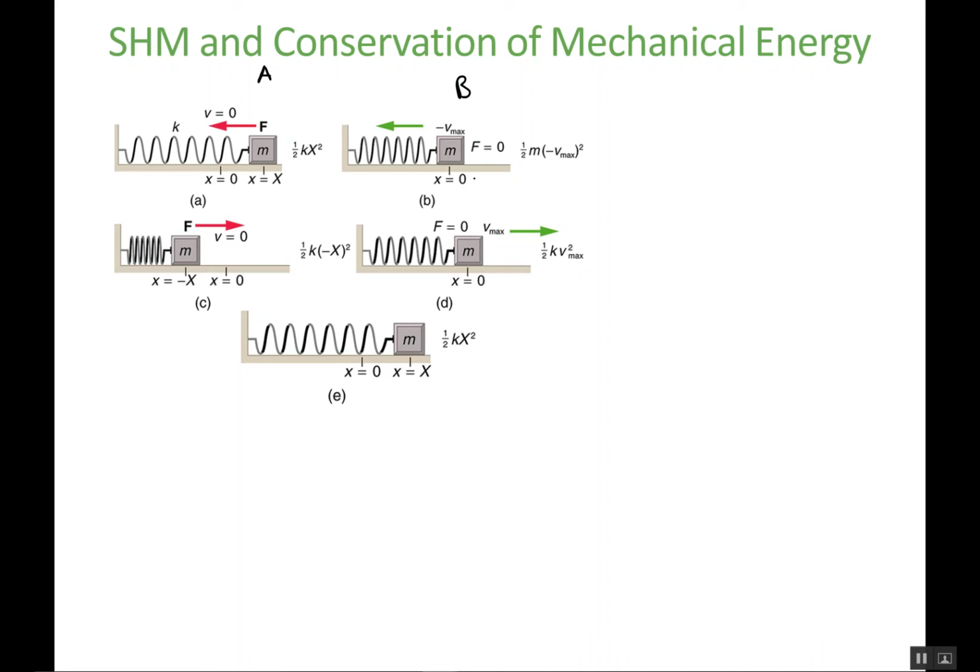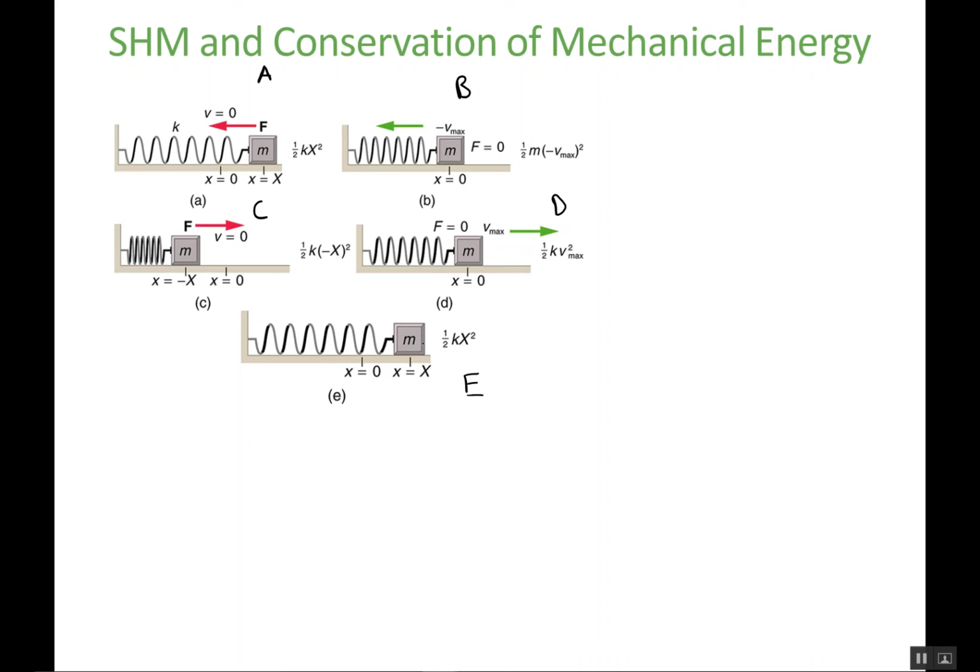The picture labeled B here shows the mass as it swings back through its equilibrium position, x equals 0. Panel C shows the mass when it's at its greatest displacement in the negative direction, x equals minus capital X, the negative amplitude. And panel D shows the mass swinging back through the equilibrium position again, or being pushed back through the equilibrium position again, x equals 0.